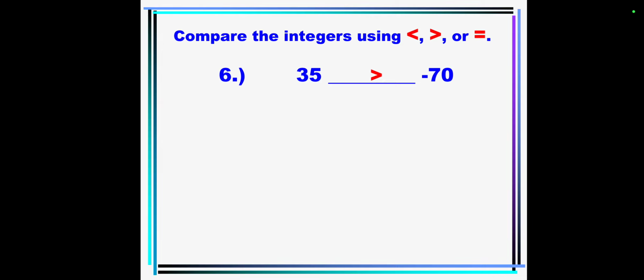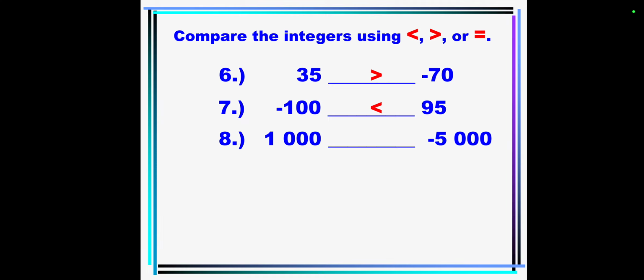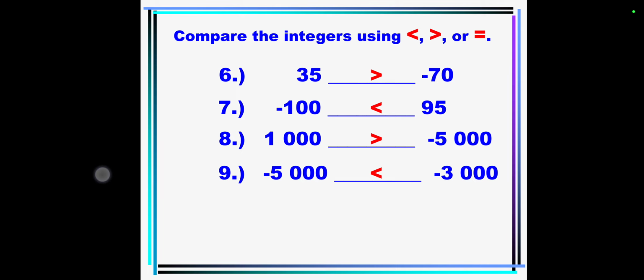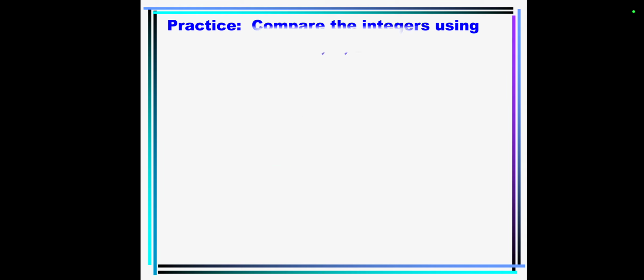Another example, what is the answer for that? Of course, it's greater than for number 7, less than for number 8, and greater than for number 9. What's your answer for number 9? It's less than, which means negative 3,000 is greater. Then number 10, negative 4,500 is greater than negative 5,500. So it's greater than. And you will do the practice on this.